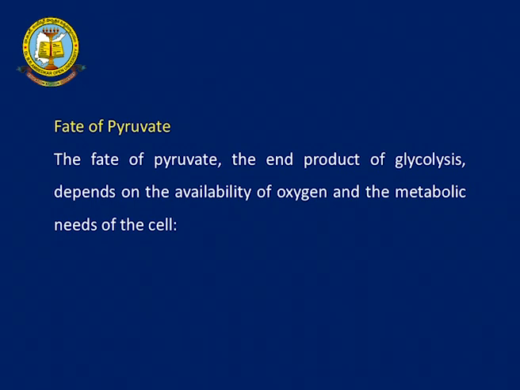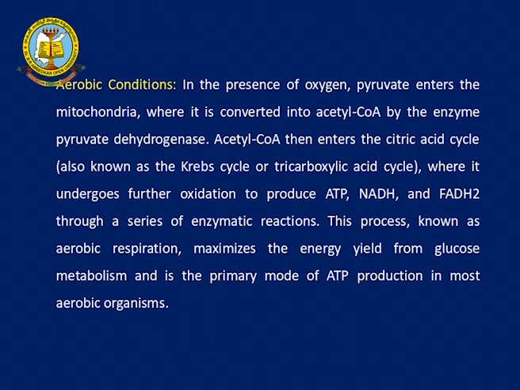The fate of the pyruvate, the end product of glycolysis, depends on the availability of oxygen and the metabolic needs of the cell. Glycolysis occurs in the cytosol only, in every tissue. In the presence of oxygen, the pyruvate enters the mitochondria, where it is converted into acetyl-CoA by the pyruvate dehydrogenase enzyme, and the acetyl-CoA enters the citric acid cycle, also known as the Krebs cycle or TCA cycle.